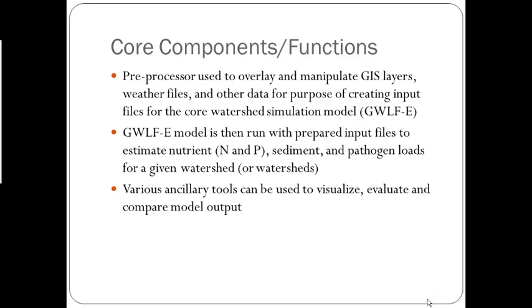Once this initial input file is created, the model can then be run with the prepared input file to estimate nutrient, sediment, and pathogen loads for any given watershed. The particular nutrients that are simulated include nitrogen and phosphorus. There are also a number of different ancillary tools that can be used to visualize, evaluate, compare model output, and do a number of other things.